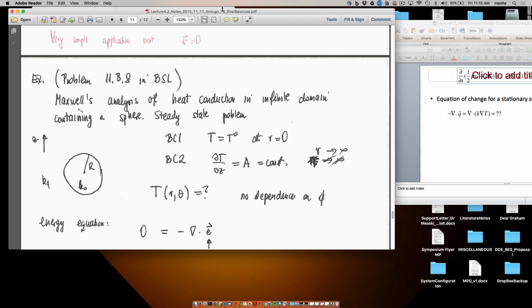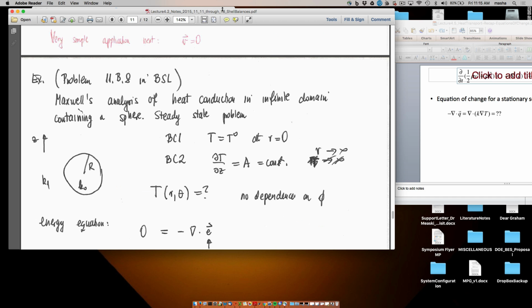That's something I can do in the lab, even though in the lab I'm not going to have an infinite domain. This is just for the analytical solution of the problem. So my dT/dz is a constant that I'm calling A. It's an externally imposed gradient in temperature. If I didn't have a sphere at all, this temperature would be just a constant gradient.